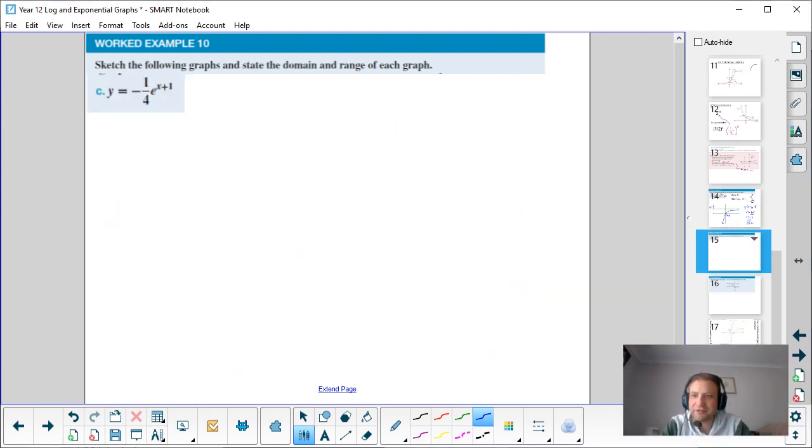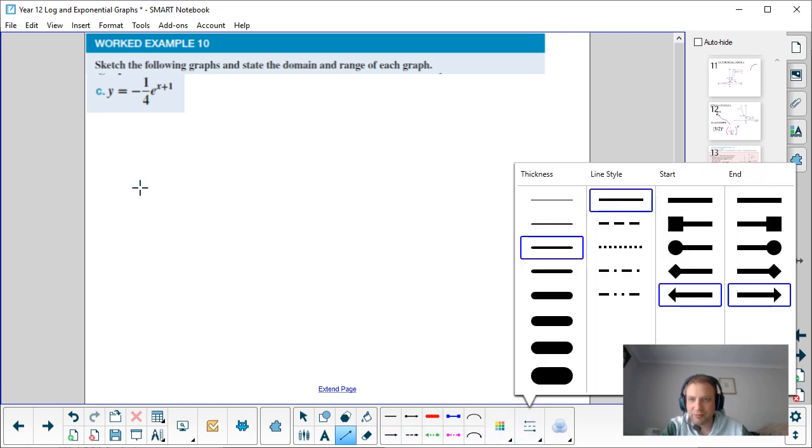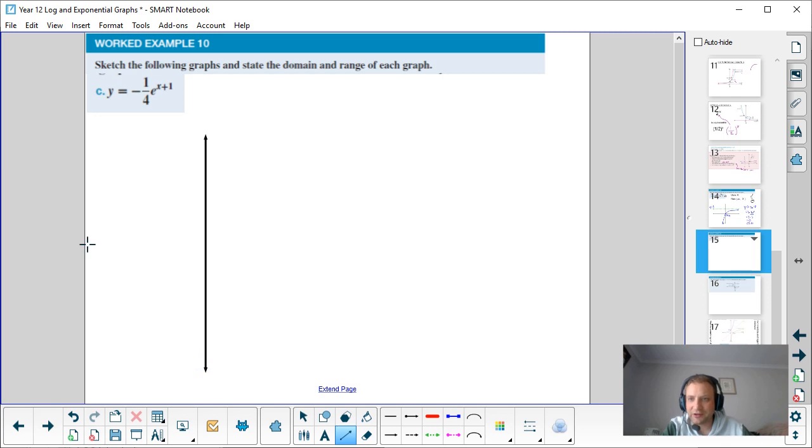Okay, one more example from this section, just so we can get used to the different combinations of transformations that can get thrown our way. We better get some axes drawn up so that we can put a graph on it. So let's have a look at what kind of transformations we've been dealt in this particular case.